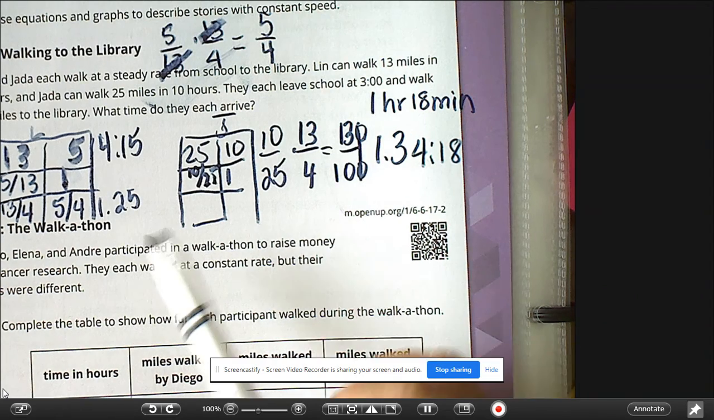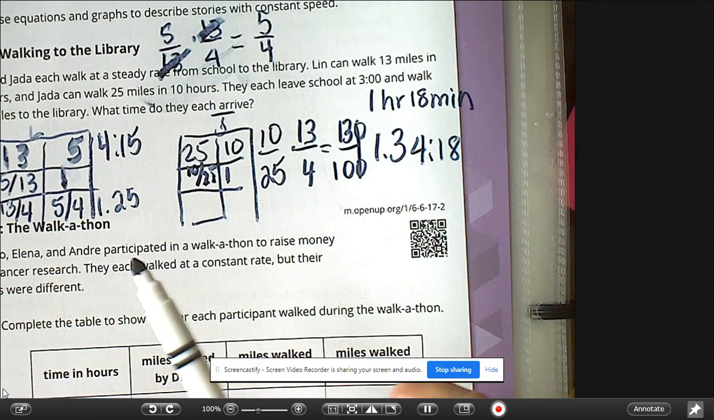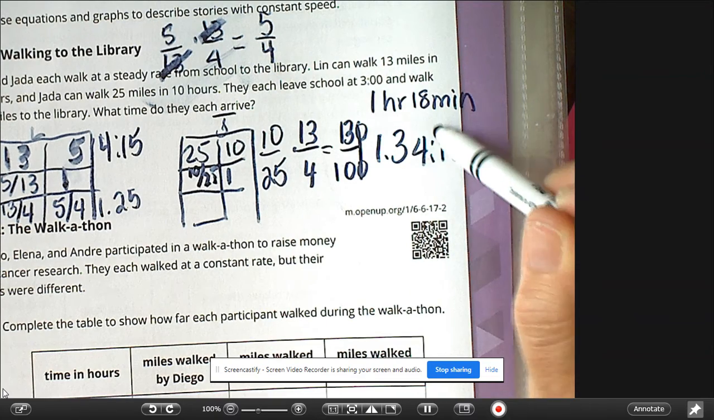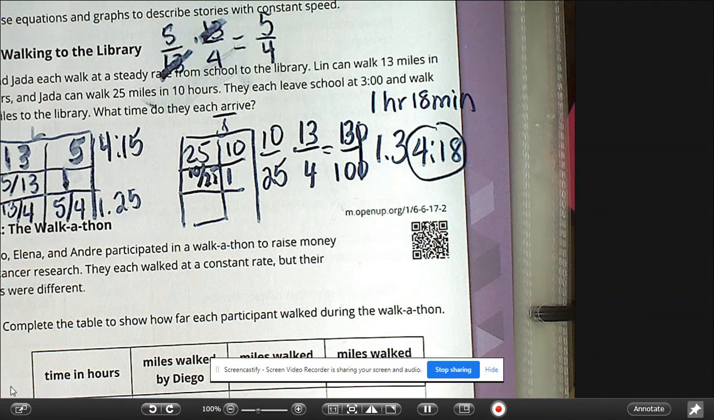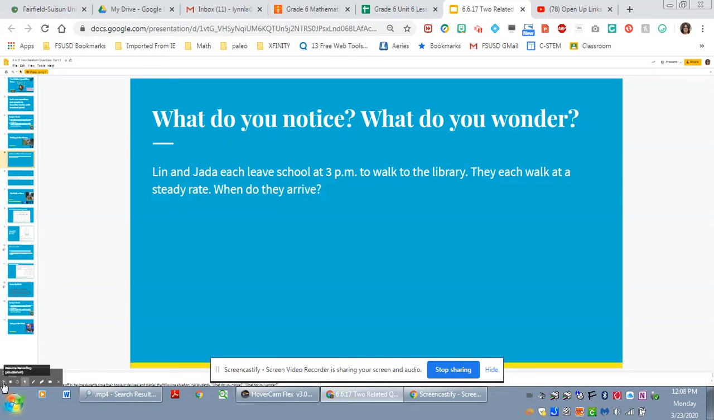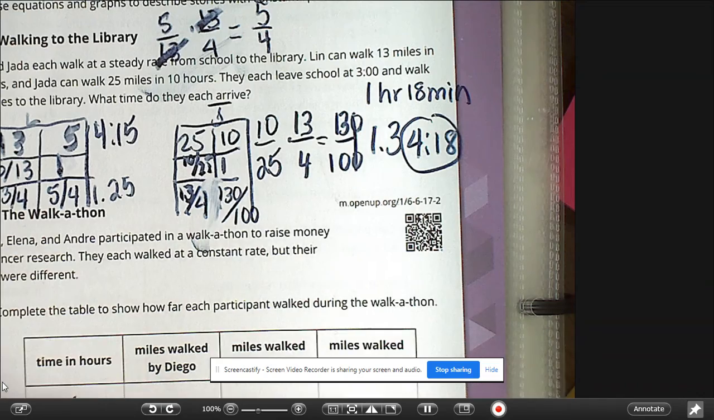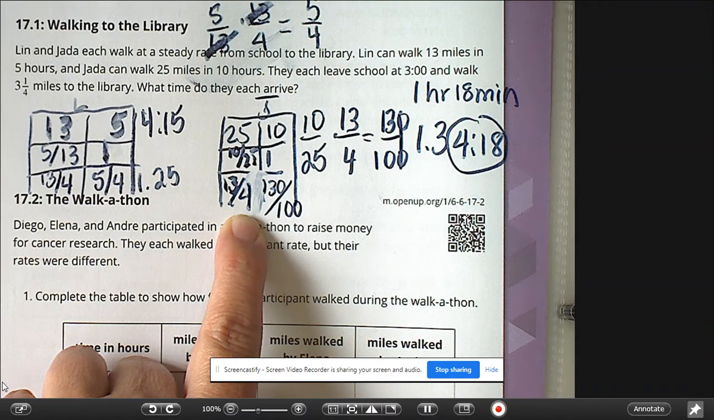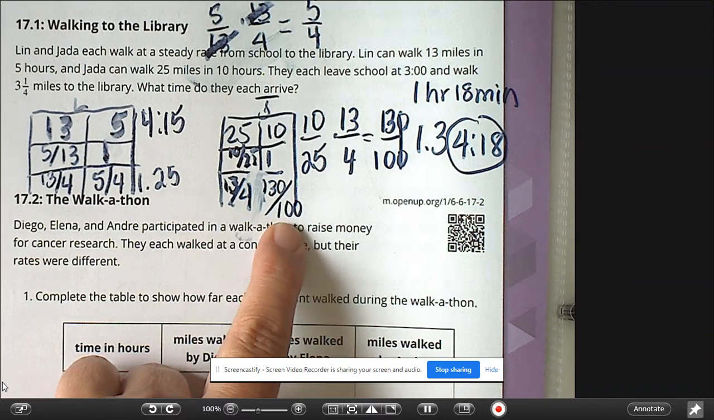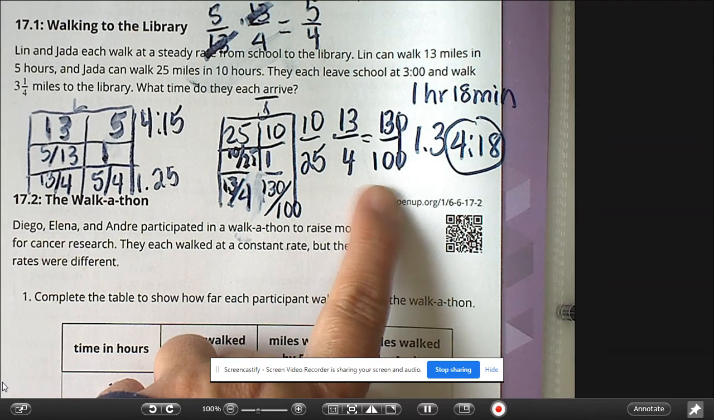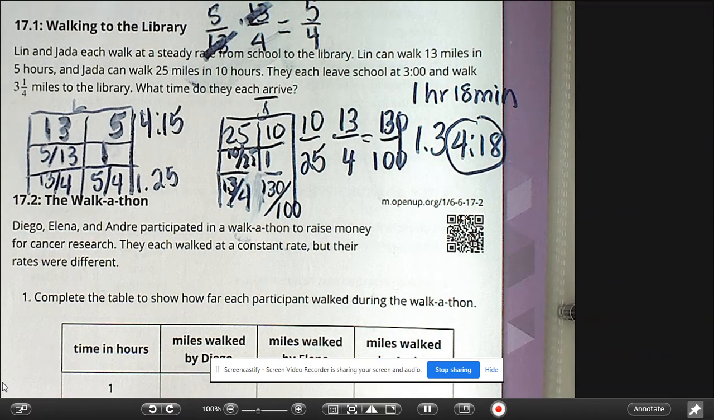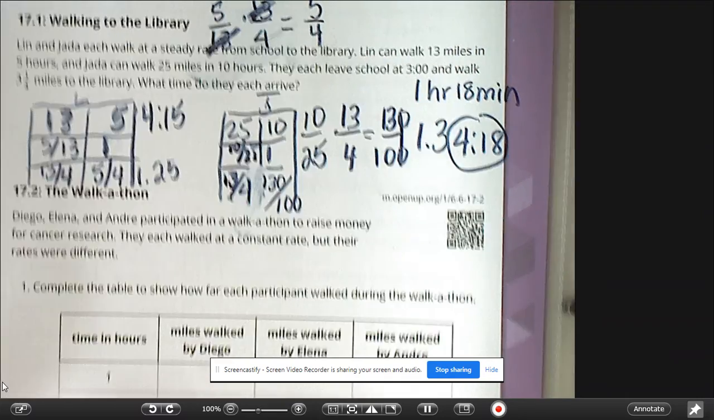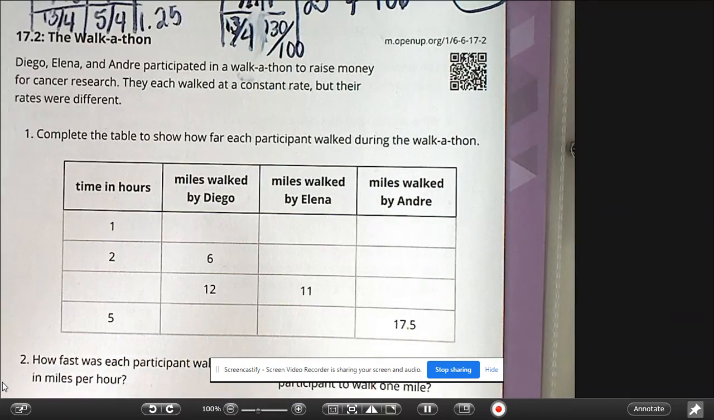So Lynn arrives at 4:15. Jada arrives at 4:18. Okay, so moving on, just to make sure you got that, the last column will be 13/4. That's the distance you need to walk, and it would take 130 over 100, which is 1 hour and 18 minutes, or 3/10 of an hour is equal to 18 minutes.